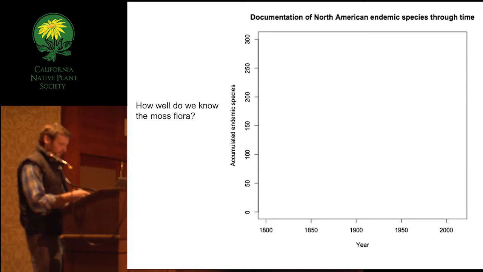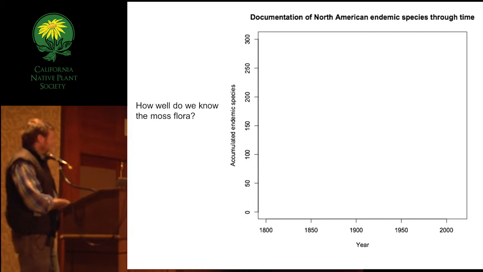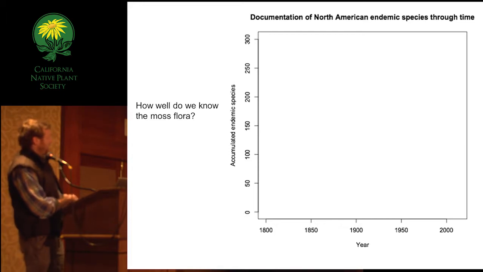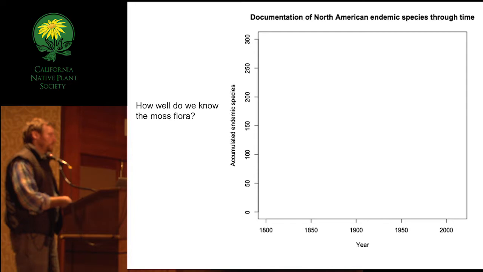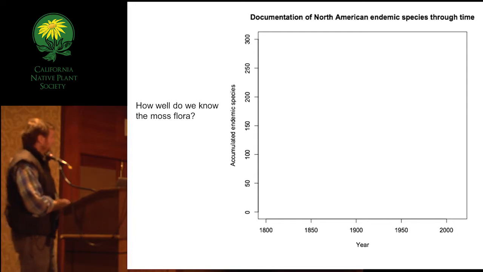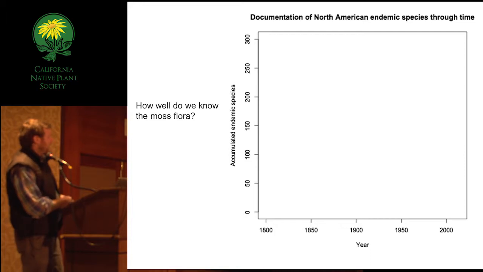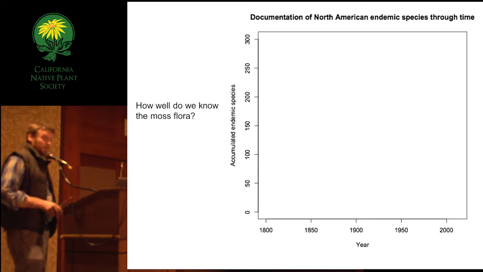So if you see a line that kind of bends over like that, you know that we're doing a really very good job and we have a good sense of the diversity. If you get a line that goes straight up, or a line that kind of curves up like that, then we have a lot more work to do in documenting the flora.